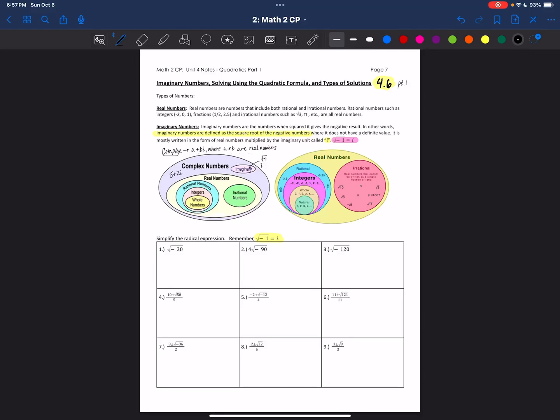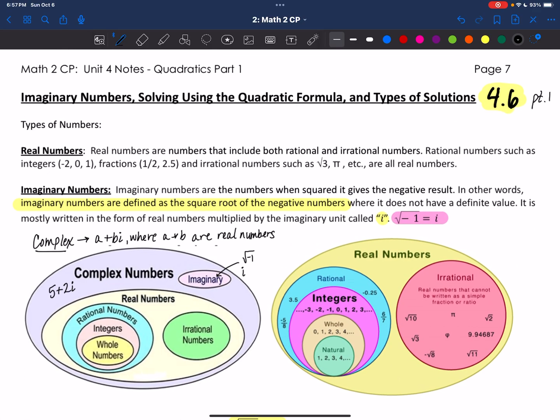All right, in this video, we're going to be talking about imaginary numbers, and this is the first part of 4.6. You'll need to make sure you watch the second part for the quadratic formula. So let's get started. First off, we have different types of numbers.